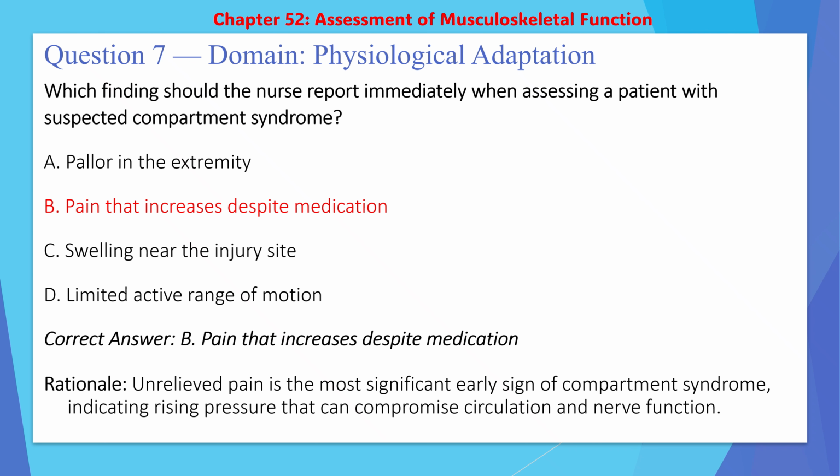Unrelieved pain is the most significant early sign of compartment syndrome, indicating rising pressure that can compromise circulation and nerve function.